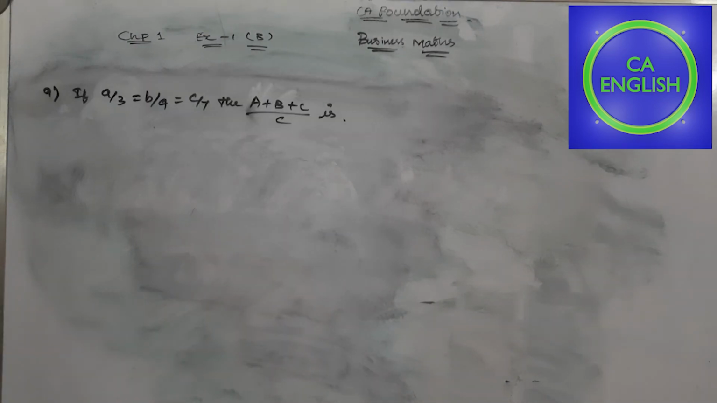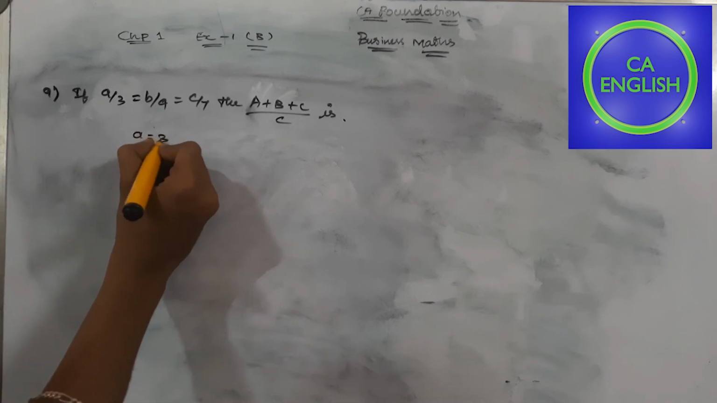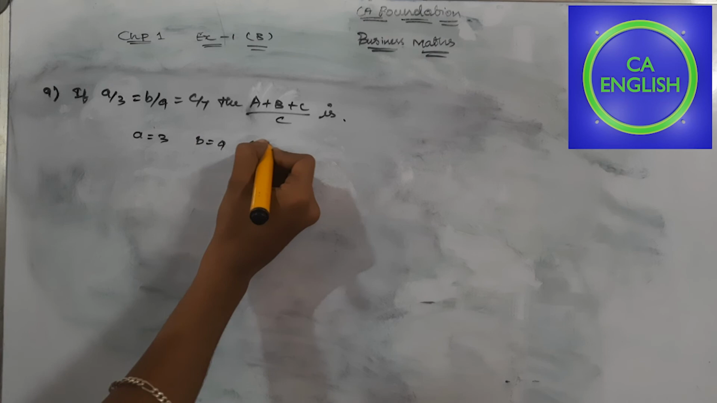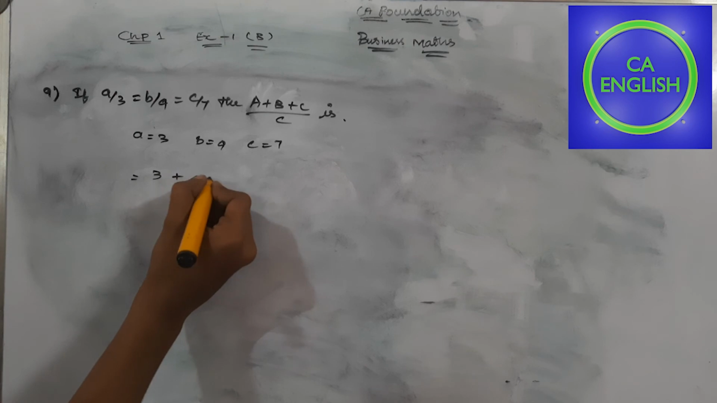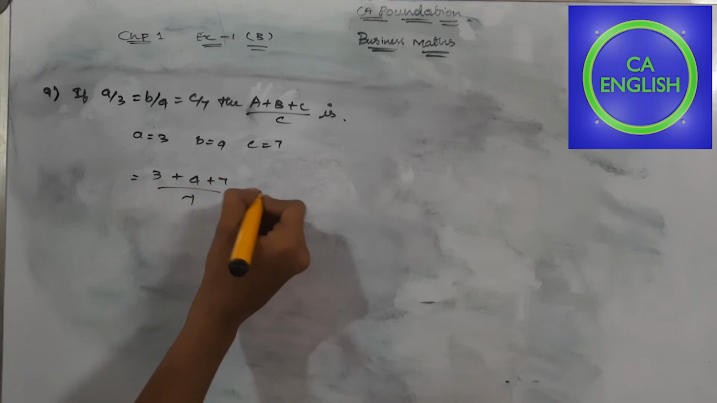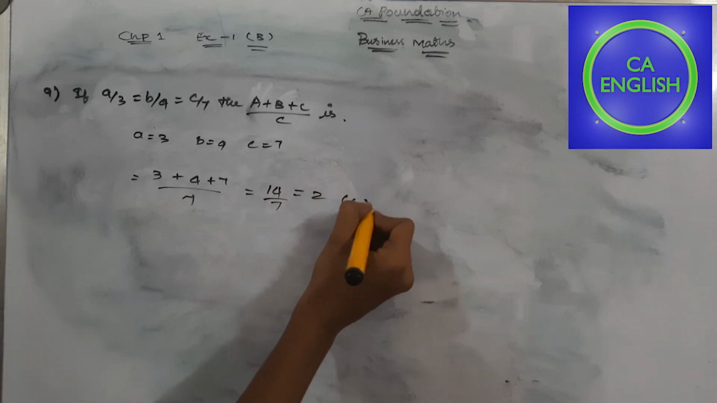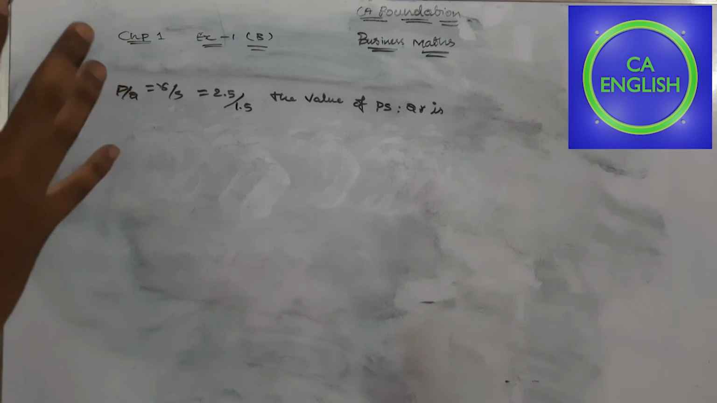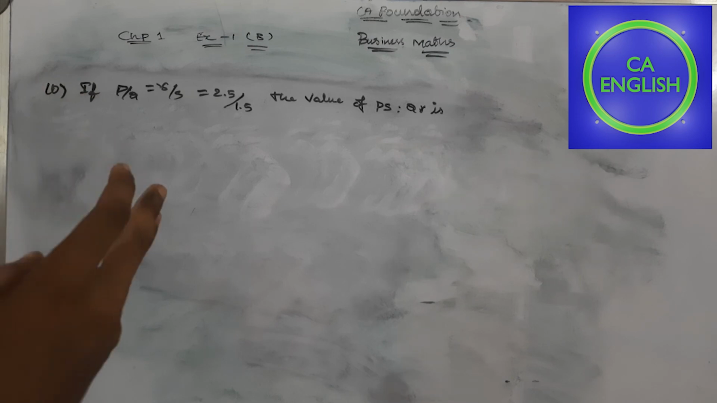Ninth sum. If A by 3 is equal to B by 4 equal to C by 7, then A plus B plus C divided by C is what? They are asking to find A plus B plus C divided by C. The values are given here. Just simple. A is equal to 3, B is equal to 4, C is equal to 7. Just apply the values. 3 plus 4 plus 7 divided by 7. 14 divided by 7 is equal to 2. Option C.